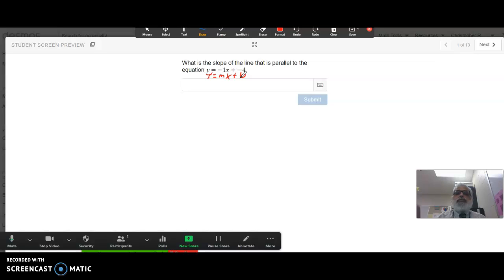So our first situation is going to be parallel. If the lines are parallel, that's the easy one, because that means that the slopes are the same. If they're the same, I'm going to look at my m. In this case, it is -1. So my answer is -1. And that's how you do the parallel one.